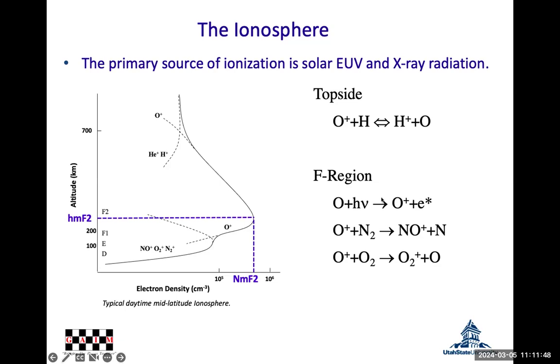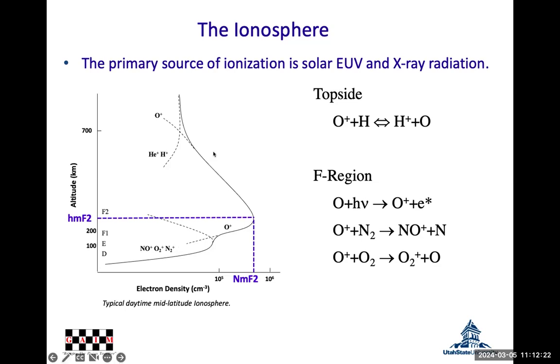And this is not necessarily the end of the process. O+ can undergo chemical reaction, for example, with molecular nitrogen to create NO+. It's very important in the lower part, in the E region and the F1 region of the ionosphere, or chemically react with O2 to create O2+. So we get O+, which is the major constituent in the F region, and we have the molecular ions there, in fact the more important ions in the lower part, in the E region.